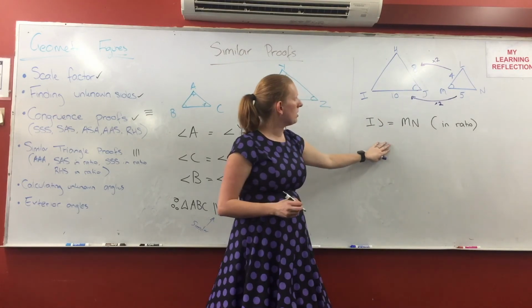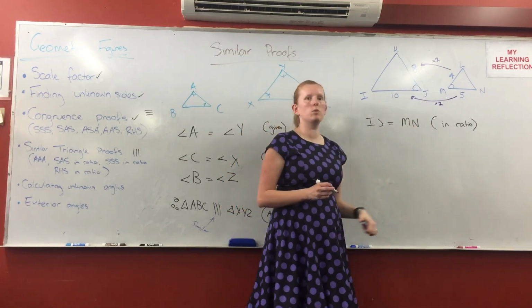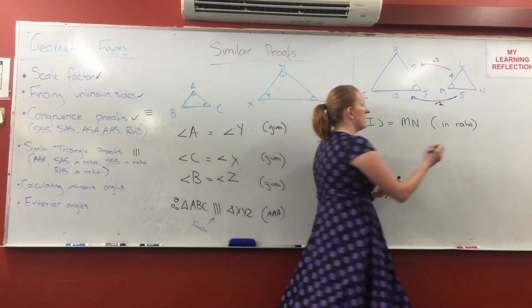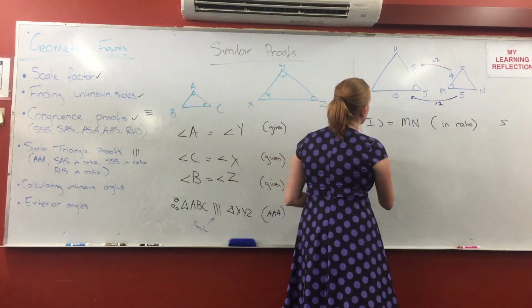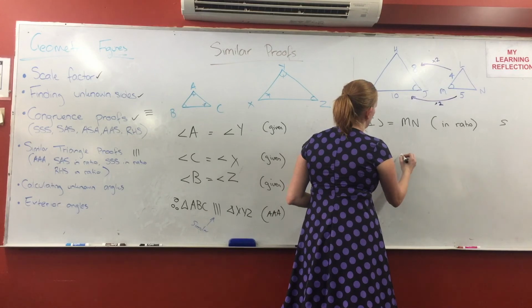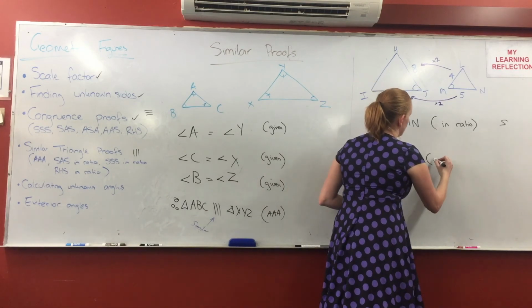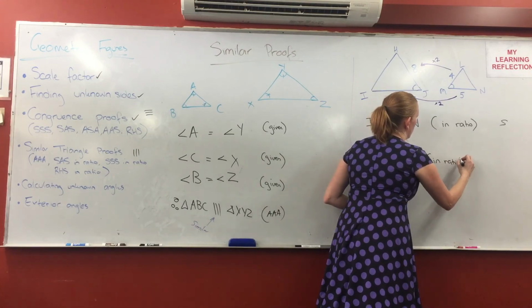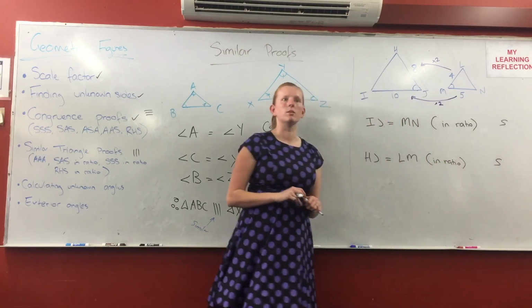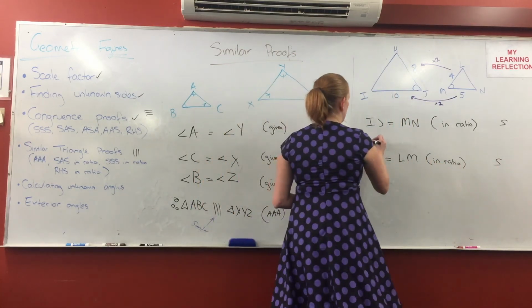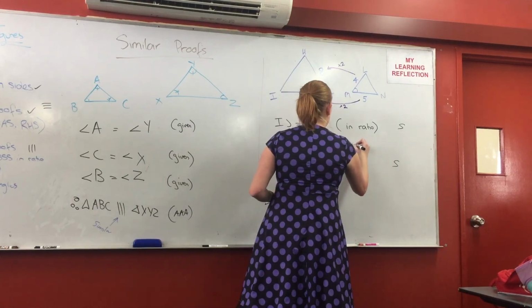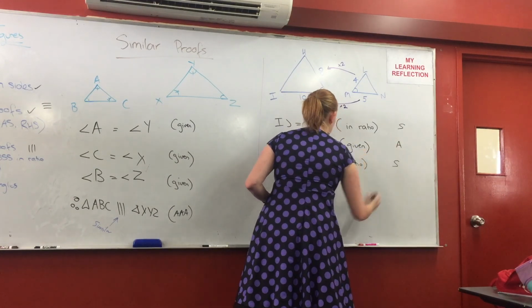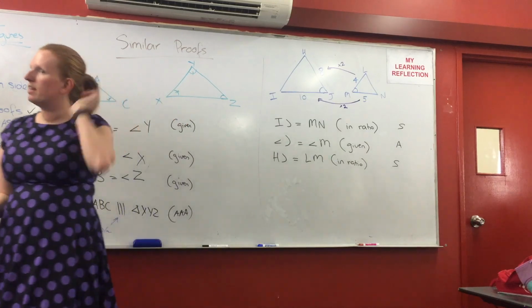Okay. All right. So in ratio, what's the next thing I'm doing? So that's an S. HJ is equal to LM, and my reason is in ratio. And that's an S, but what am I missing in the middle? Angle J equals angle M. And what's my reasoning for that one? Given. That's an A. What do I do next?